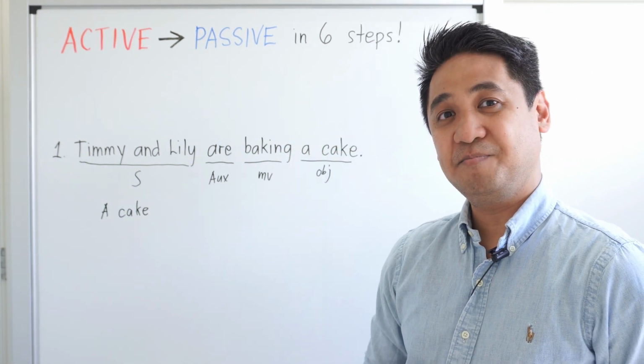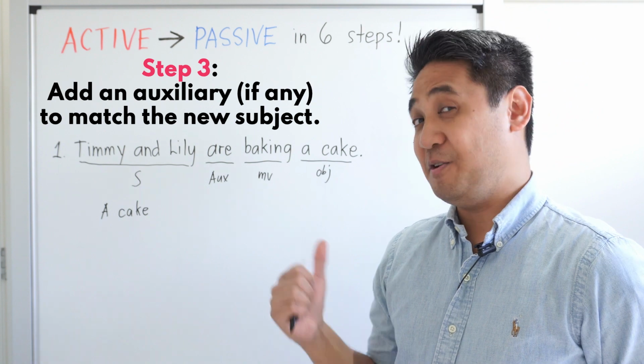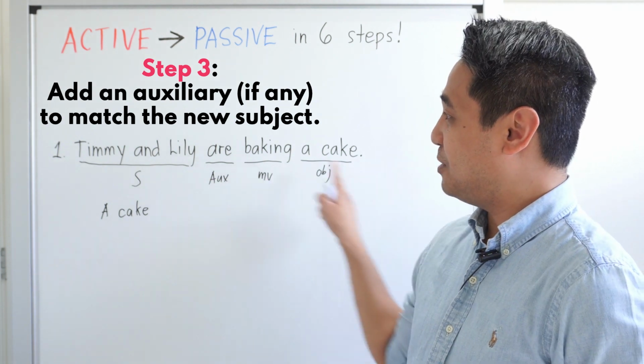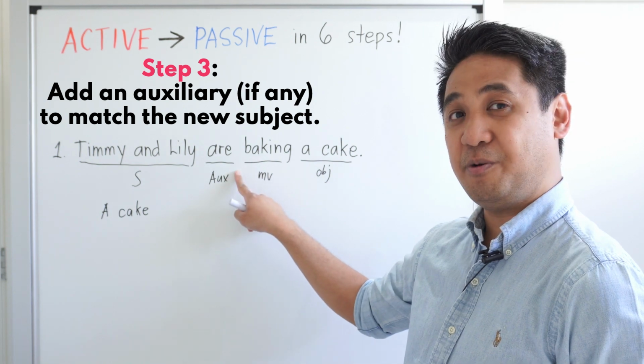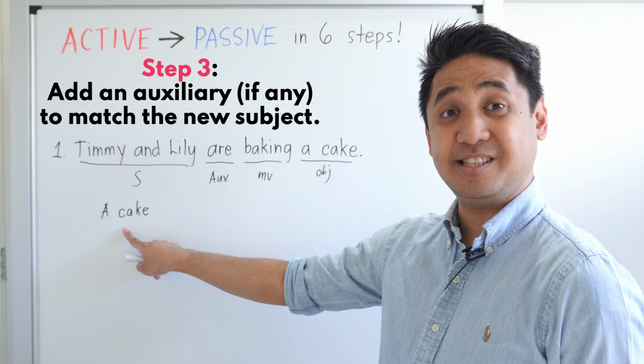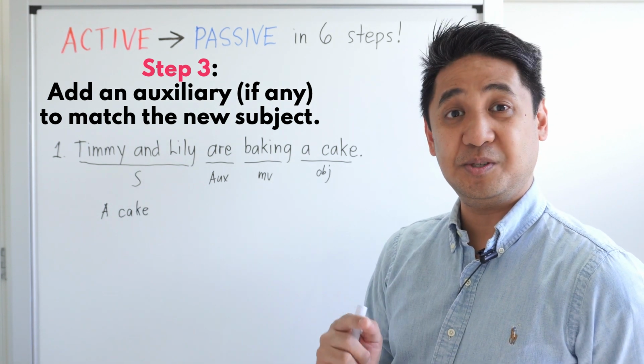Step 3, add an auxiliary if you have an auxiliary to match the new subject. In our sentence, that's our auxiliary. Now, we cannot use are anymore because our new subject is now singular. So we have to use is.